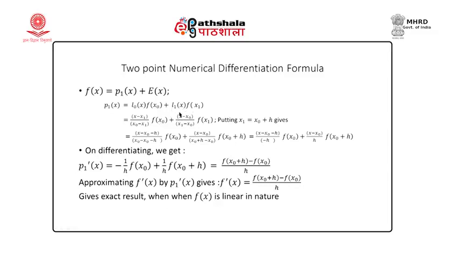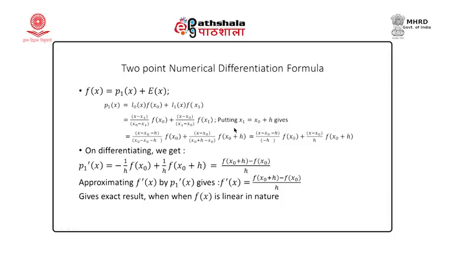In the case of L1(x), the numerator is x minus x0 now, and in the denominator you will put x equal to x1. So, I get x1 minus x0, into the value of the function at the point x1, so f(x1). So, this is our p1(x). Now, since we are taking x1 as x0 plus h, let us substitute x1 as x0 plus h here. So, it becomes x minus x0 minus h, and the denominator becomes x0 minus x0 minus h, because x1 is x0 plus h, into f(x0), plus here the numerator is x minus x0, and the denominator is x0 plus h minus x0, f(x1) is f(x0 plus h).